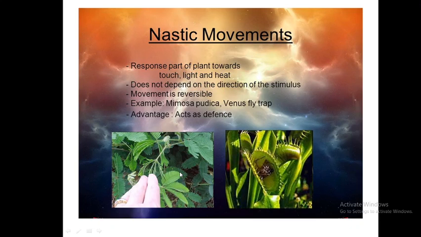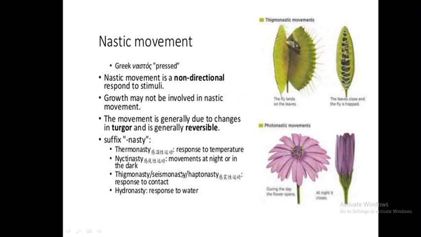The Nastic movements are classified into three types based on the stimulus. They are nyctinastic movement, seismonastic movement, thigmonastic movement. Now first, in this Nastic movement, we discuss nyctinastic movement or sleep movements. That means it is also known as sleep movements.